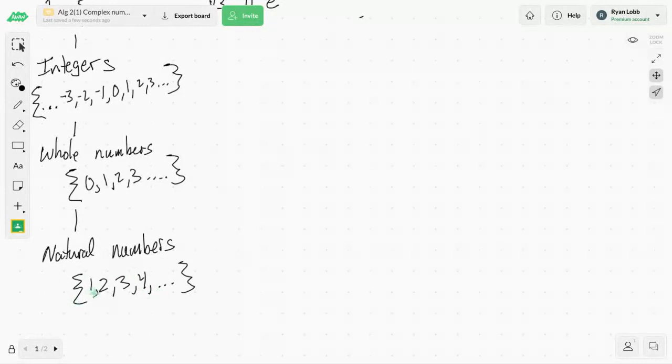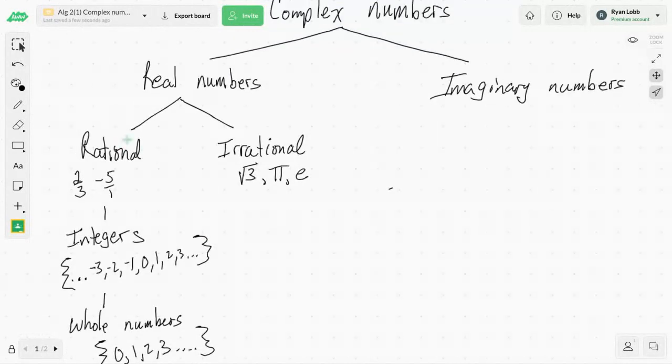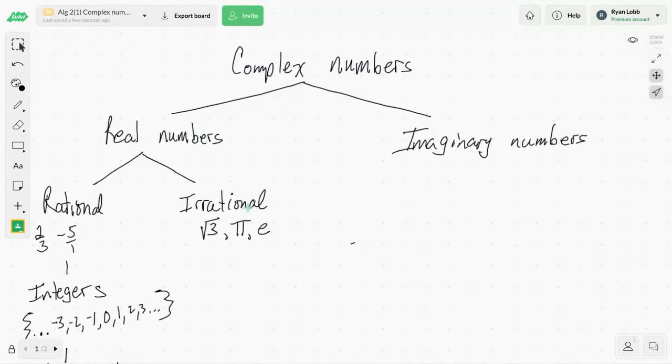The square root of 9, which is equivalent to 3, is a what? It's a natural number. It's a whole number. It's an integer. It's a rational number. It's a real number. It's a complex number. Okay? So as you go all the way up, it's all those types of numbers.